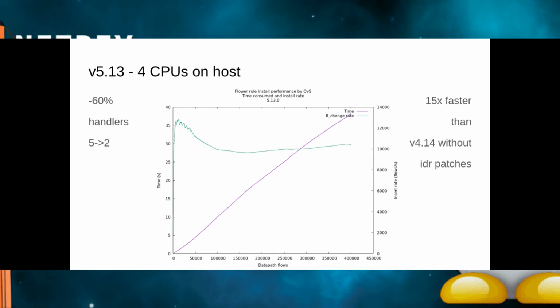And if we go to 4 CPUs on the host, which is probably a more common deployment in production, it is minus 60% in number of handler threads from the previous slide. So from 500 to just 200. It has an average of 10,000 flows per second. This is 15 times faster than the base kernel.